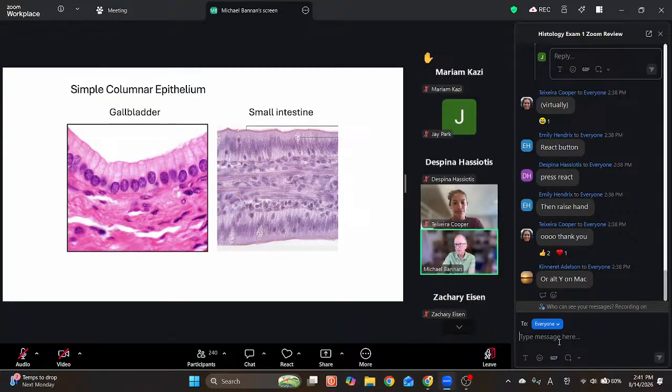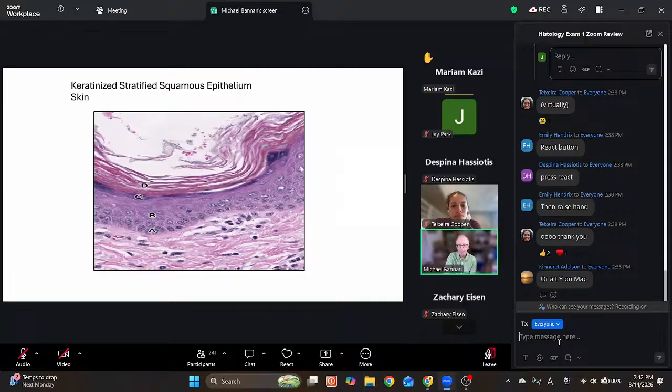Okay, Mariam. Yes, hi. We can go back to the slide that we were on, the keratinized epithelium. I'm having trouble understanding or being able to differentiate what keratinized versus non-keratinized looks like.